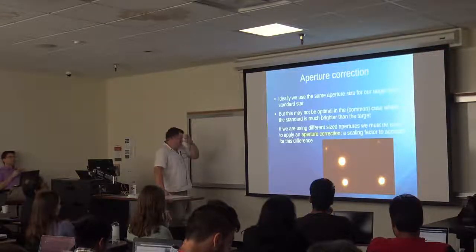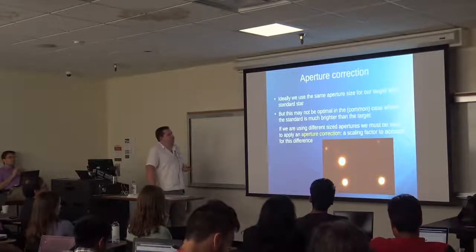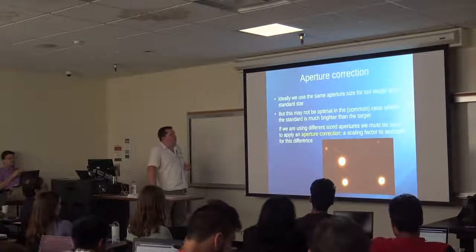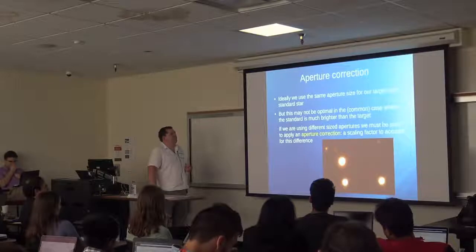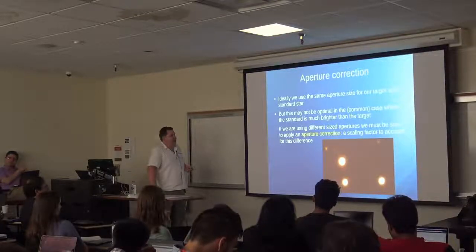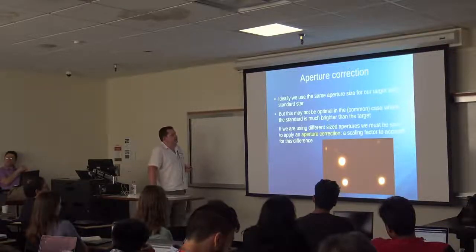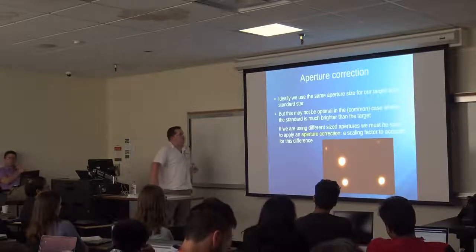So yeah, this is a similar point. We'd use the same aperture size for our target and our standard, but this might not be optimal. If we use different size apertures, we apply an aperture correction, essentially a scaling factor, to account for the difference in the size of apertures we use between our standard star, our comparison star, and our target star. And again, this is something we will address in the workshop.